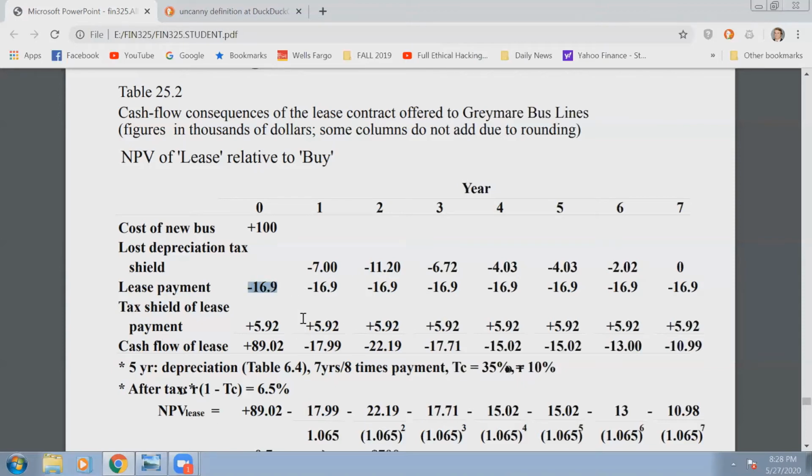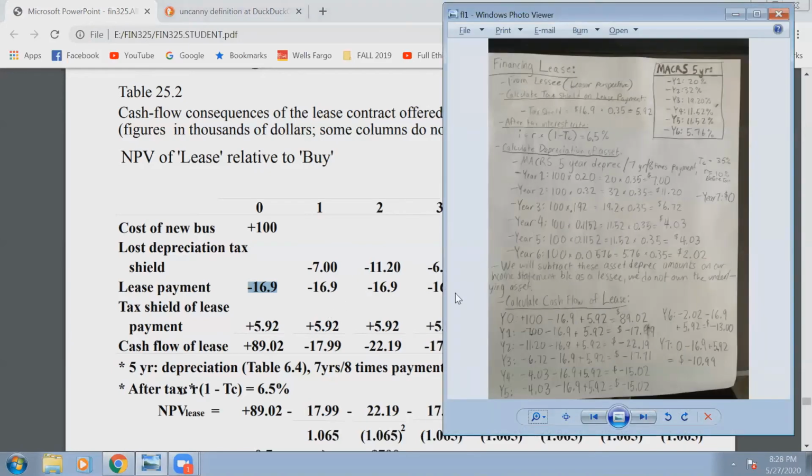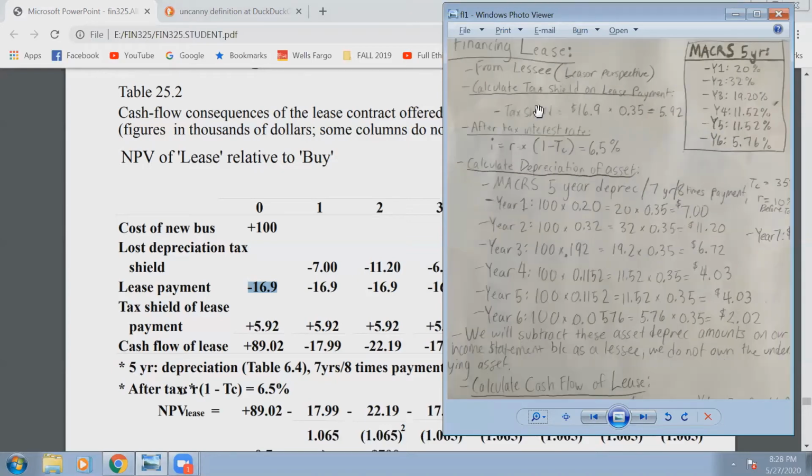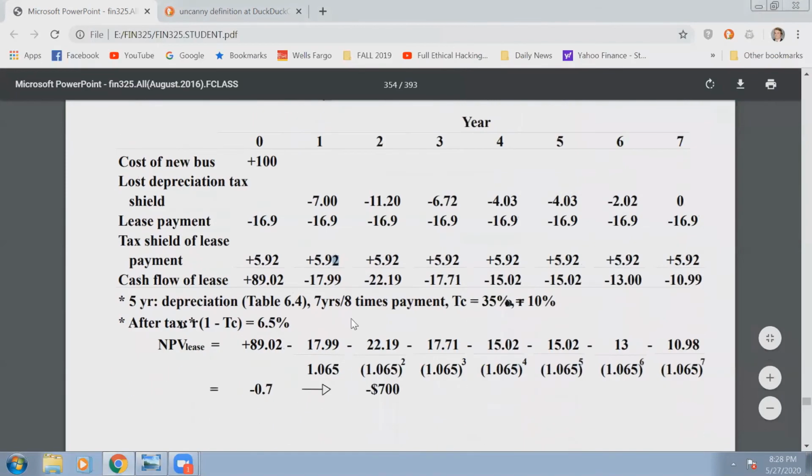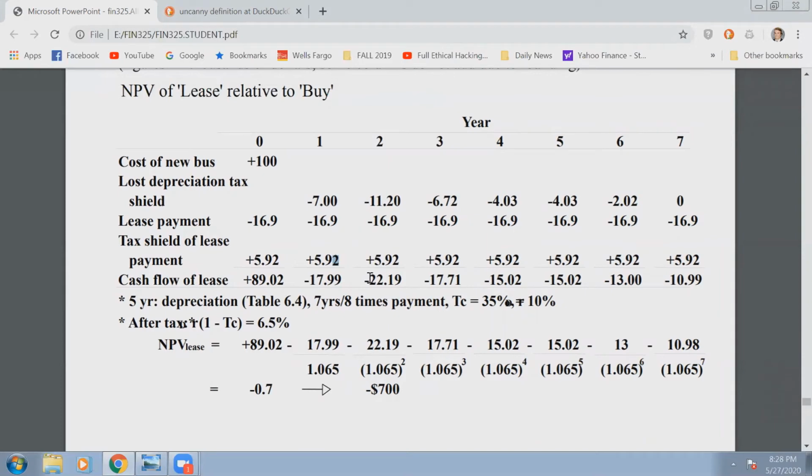As you see here, the lease payment is $16.9 million. Or I don't know exactly what the dollar amount is, if it's millions or plain dollars, it doesn't matter. To calculate our tax shield on the lease payment, all we do is take that 16.9 and multiply it by 35%, which is the marginal tax rate, and you get 5.92. That is our tax shield on the lease payment each year of our lease. It goes from year 0 to year 7, and you add that back for each year, 5.92.